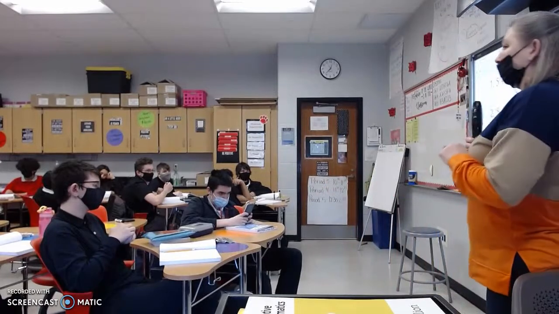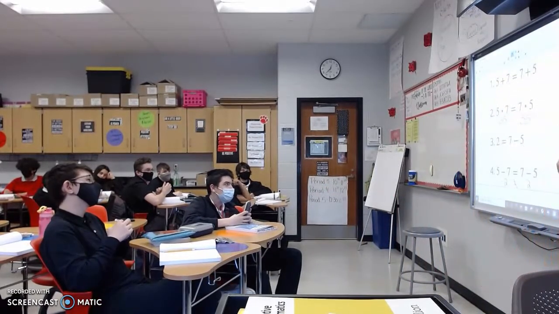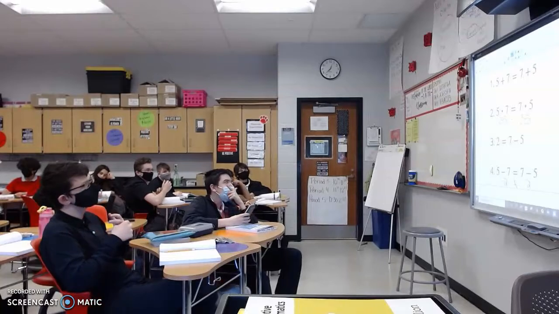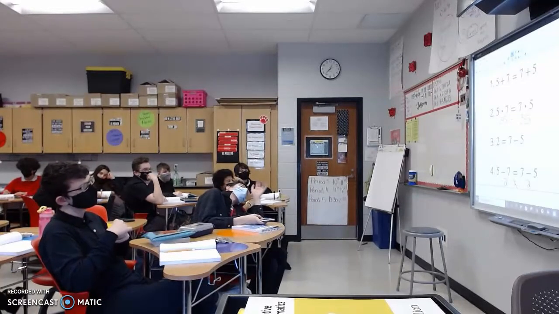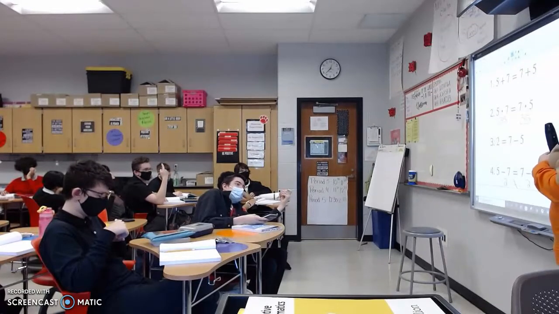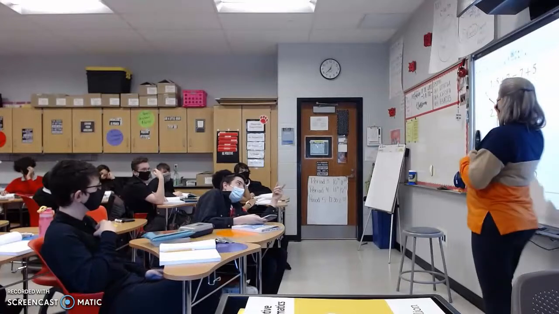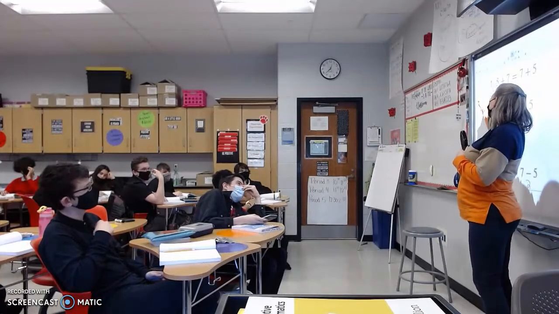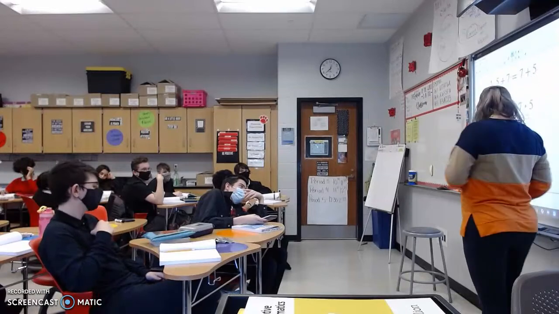Does anyone see it? Why would 1 not belong? What do you think, Carter? They both have different outcomes, like answers. What's the answer for number 1? 5 plus 7 equals 7 plus 5. Oh, then I think it's an equation. Yes.